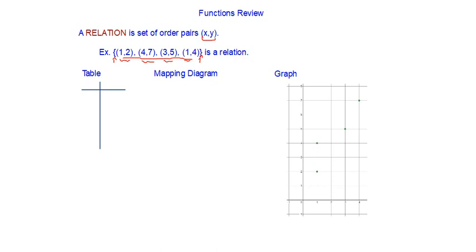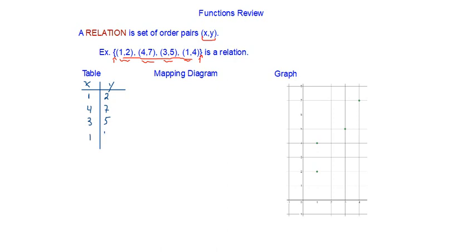We can express it using a table of values, where we have an x and a y. The x values would be listed down the left-hand side of the table, and the corresponding y values would be listed on the right-hand side of that table. So I'll just list those ordered pairs here. We've got 1, 2, 4, 7, 3, 5, and 1, 4.